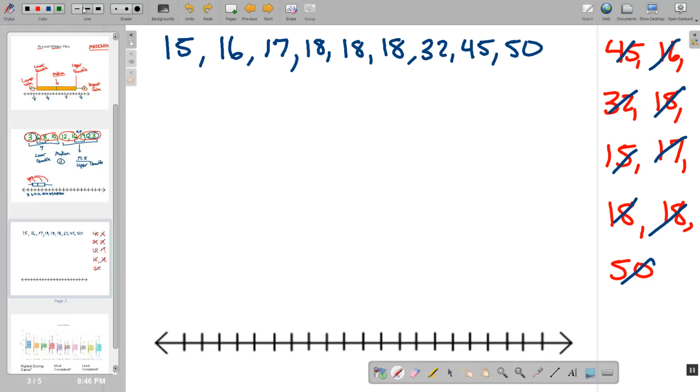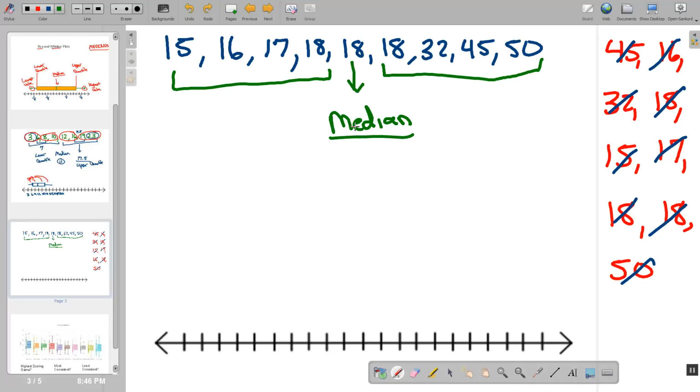So first step has to be the median of the entire data set. So we have 9 numbers, so we have 4 here, and we have 4 here, so that means our median is the number 18. Now, if the number is exactly 18, then we are not going to use it for the rest of the data. So that means that our lower quartile here will not include this 18, and our upper quartile here will not include that one as well.